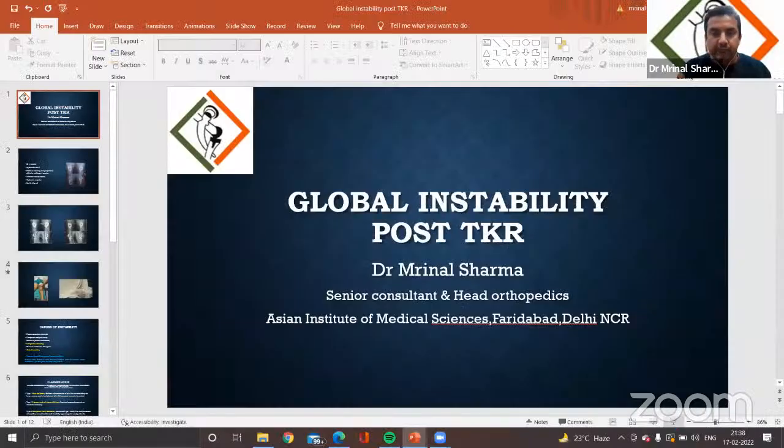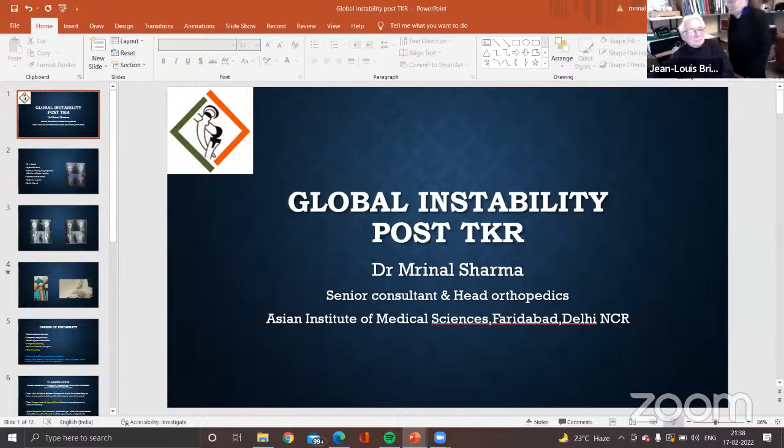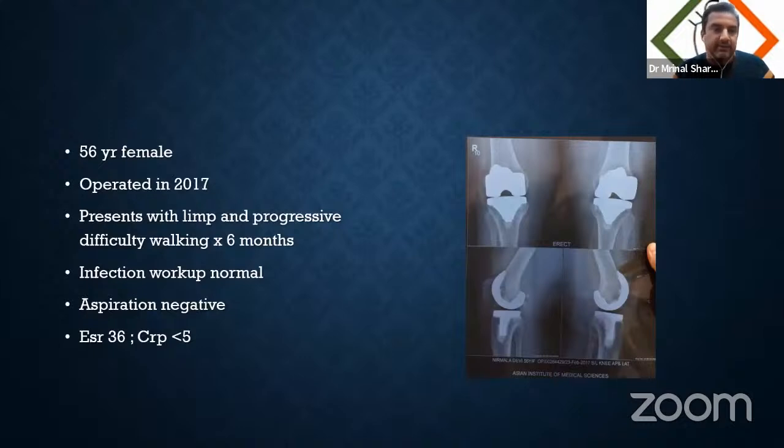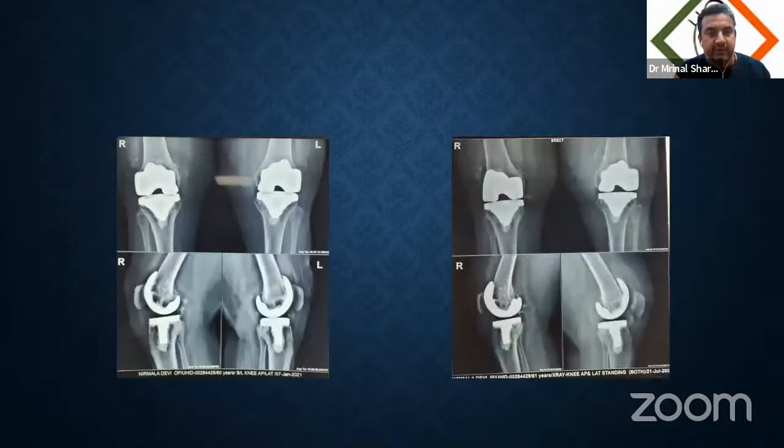Yes, we can. So I'll be speaking on global instability post-component loosening. She's a 68-year-old female, operated in 2017, and she presented to me with limp and progressive difficulty in walking for the past 6 months. Her infection workup was normal and aspiration was negative. ESR was 36, CRP was less than 5, within the range.